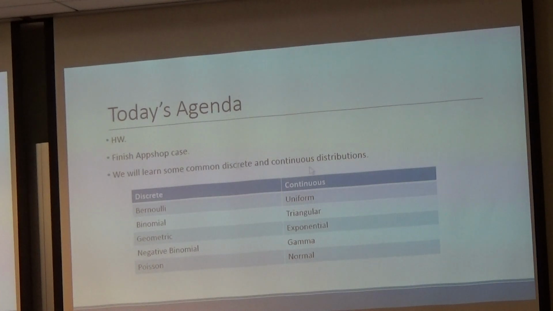Okay, so then I said we're going to learn some common, discrete, and continuous distributions. And so let me start with discrete. And really everything's based on coin flips.